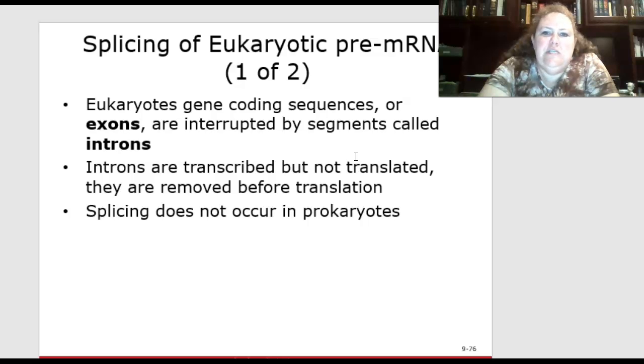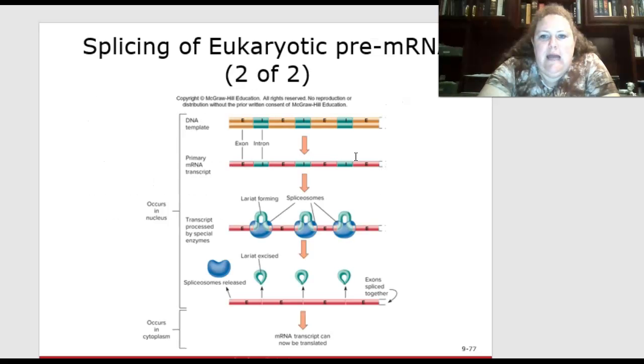Well, eukaryotic gene coding sequences, or exons, are interrupted by segments that are called introns. So this one's kind of vice versa. We keep the exons and we kick out the introns. Okay, so just kind of remember it backwards. So introns are transcribed, but they're not translated, and therefore they're going to be removed before translation. And splicing does not occur in prokaryotic cells.